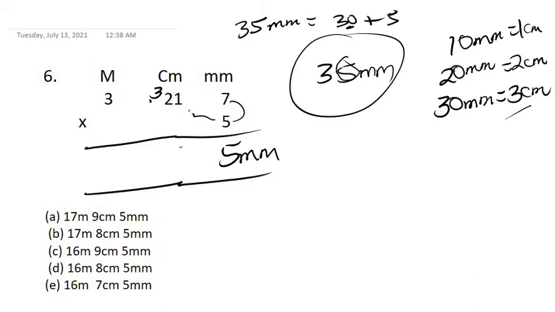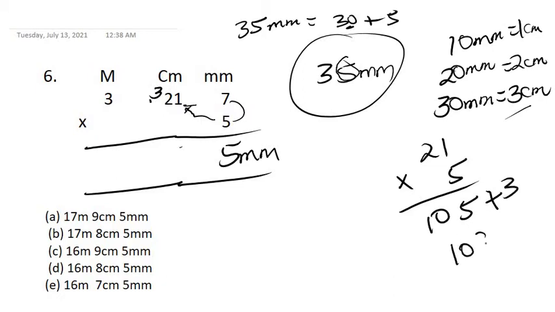Now, I'll multiply 21 by 5. So, 21 times 5. 5 times 1 is 5. 5 times 2 is 10. Don't forget what we moved here, 3. So, plus 3. This will give me 108 centimeters because I multiplied the centimeters.